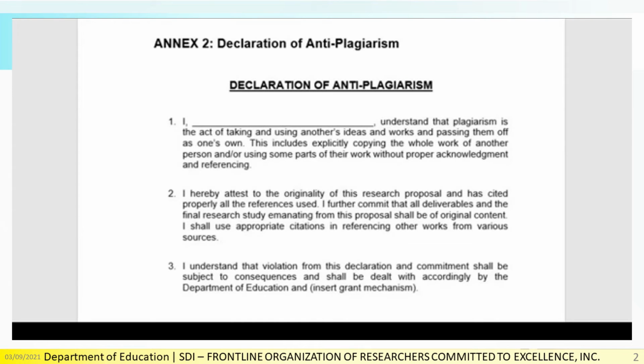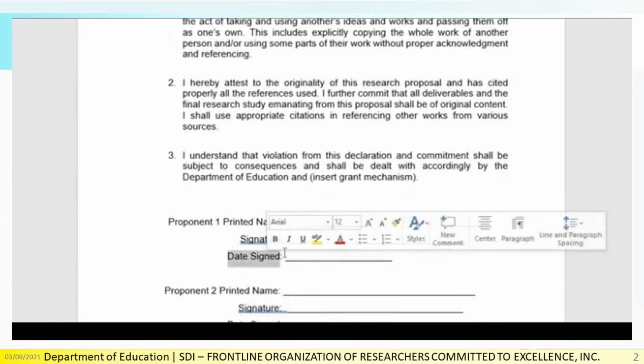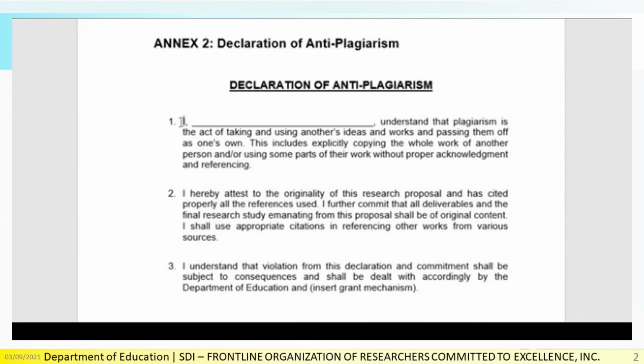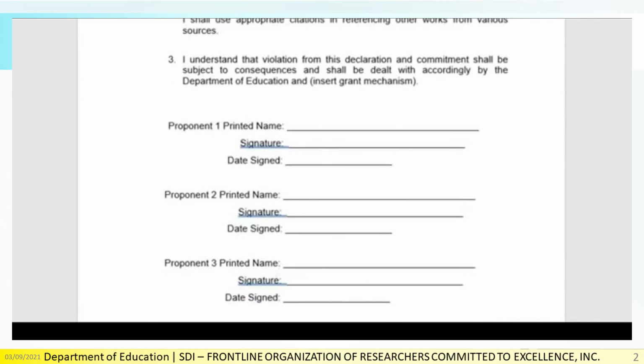The second, we have the Declaration of Anti-Plagiarism. So in the Declaration of Anti-Plagiarism, you have I, then you state your name there, then you sign there as proponent 1, printed name, then the signature, then the date signed. So if there are 3 proponents, you can have we, then all proponents, 2 or 3 proponents, then you sign also here. Okay? So you can enumerate also all the names of the proponents in the blank here.